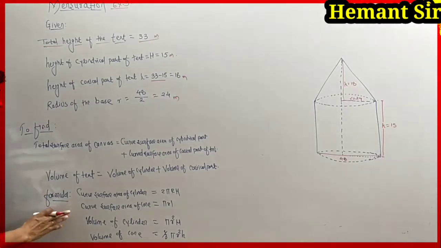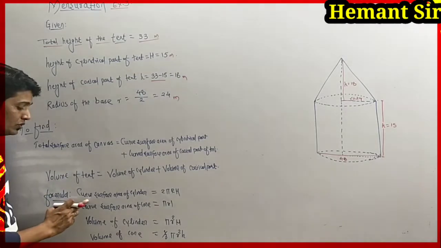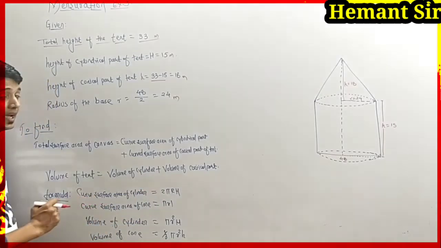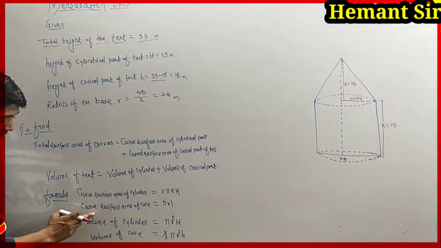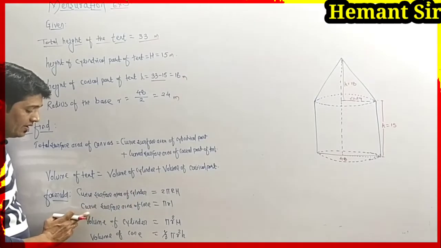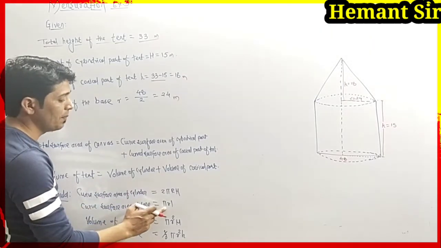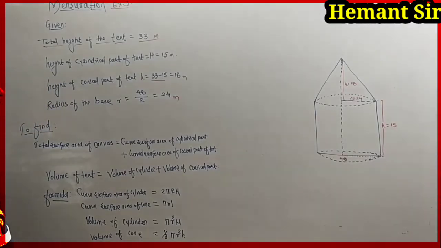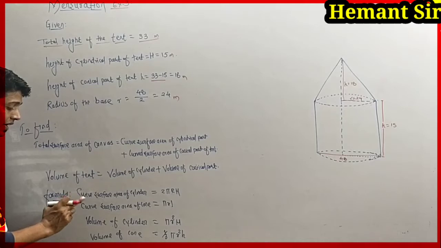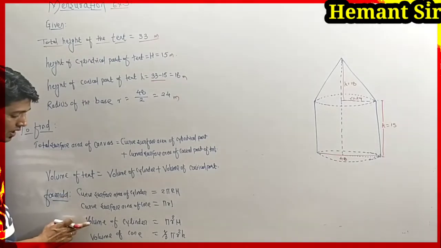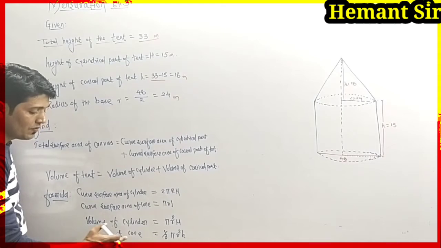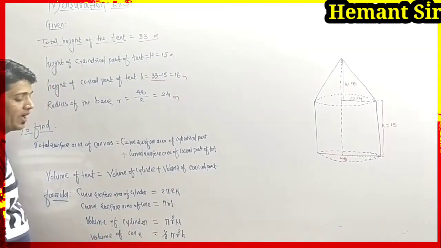Now we have formulas that we have to use. The curved surface area of the cylindrical part is 2 pi r h, and the curved surface area of the cone is pi r l. Here l is nothing but the slant height, so we have to identify the slant height first. Then the formula for volume of the cylinder is pi r square h, and the volume of the cone is 1 by 3 pi r square h.